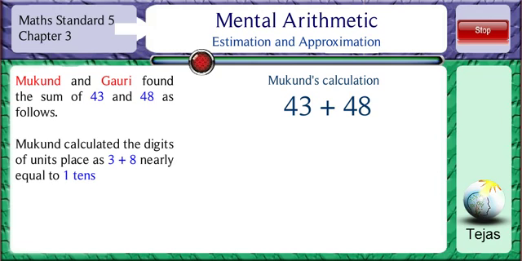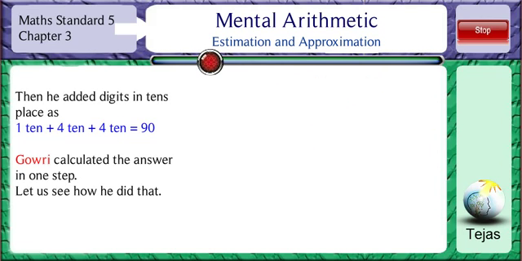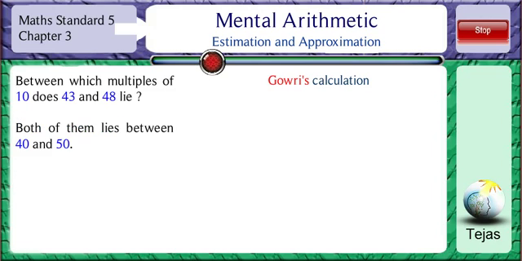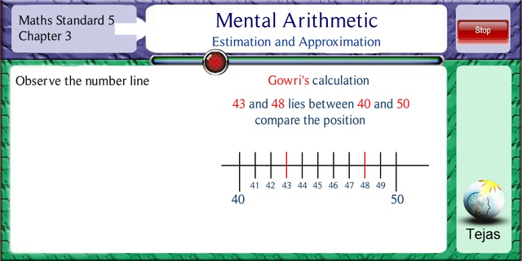Mukund calculated the digits of units place as 3 plus 8 nearly equal to 10. Then he added digits in the tens place as 10 plus 40 plus 40, which is equal to 90. Gauri calculated the answer in one step. Let's see how she did that. Between which multiples of 10 do 43 and 48 lie? Both of them lie between 40 and 50.